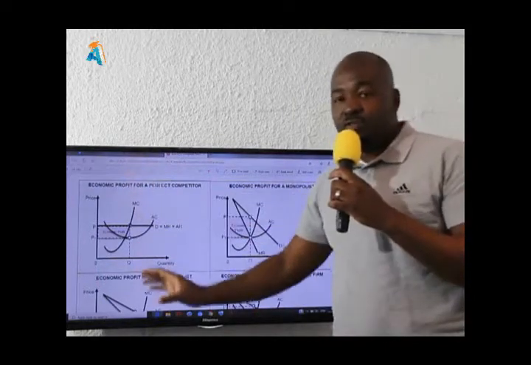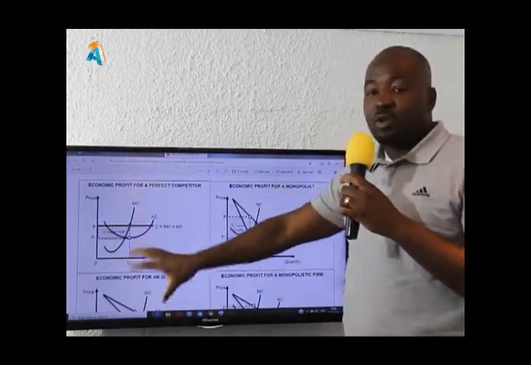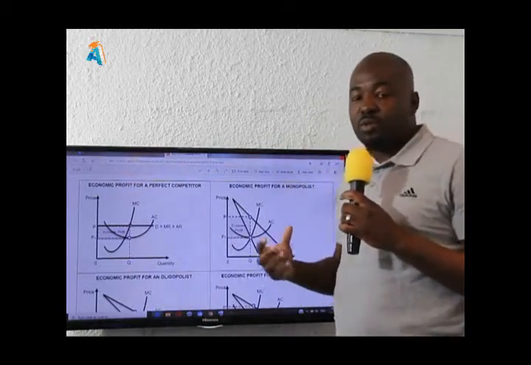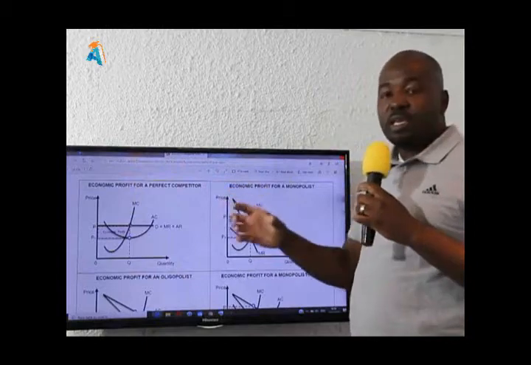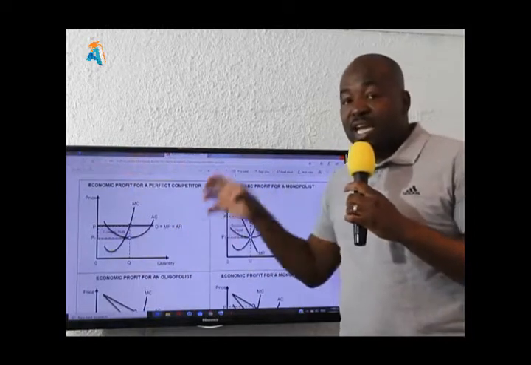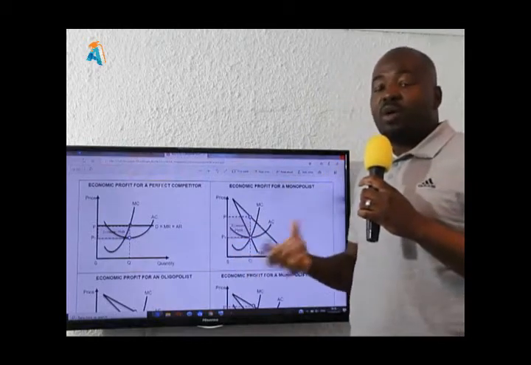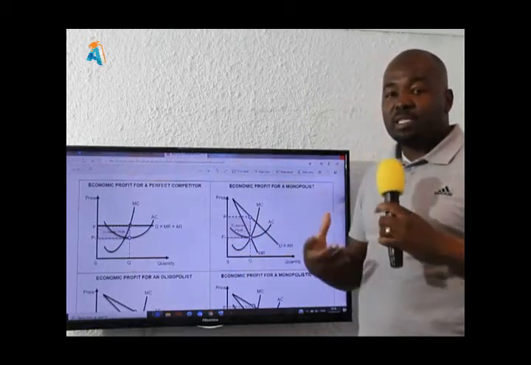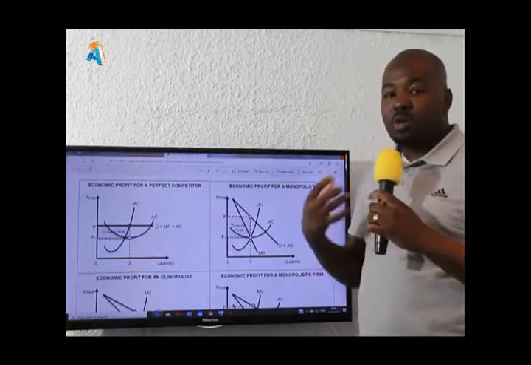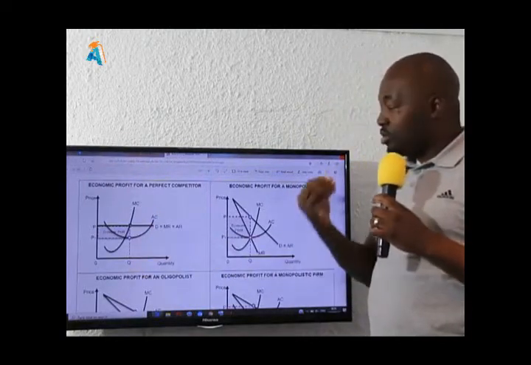Now, that has nothing to do with profit or loss. The two curves that you use when you want to check whether a firm is making profit or loss are AR, average revenue, which shows on average how much money the business is making, and average cost. On average, how much does it cost to produce an individual unit?